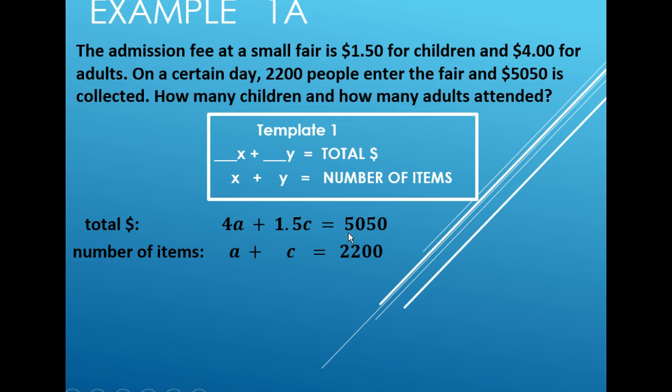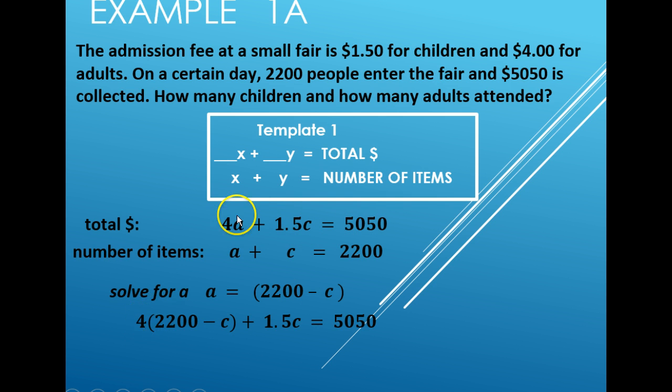Let's use substitution by first rearranging the second equation, solving for A. Remember, when I substitute, I always put my value in parentheses. I'm going to take this representation of A and plug it into this first equation. So it's going to be 4, which was times A. We're going to substitute in the 2,200 minus C for A.